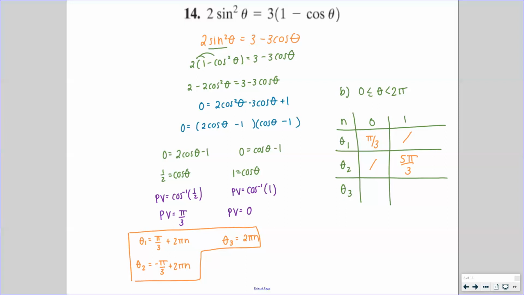And then lastly, theta 3, when n is 0, we get 0. Don't forget to list that, you guys. That's a valid solution. And then when n is 1, we get 2 pi, so we exclude 2 pi, we include 0. List them in order: 0, pi over 3, and 5 pi over 3. That's the final solution set for part B.